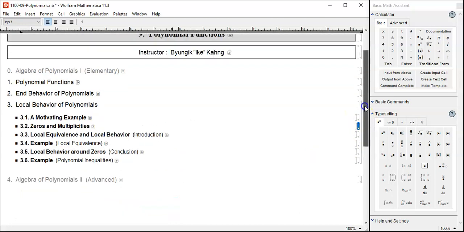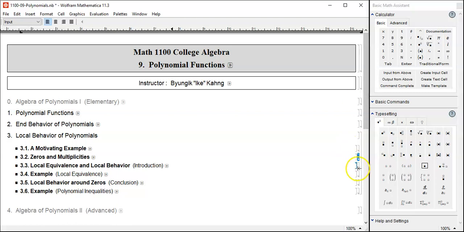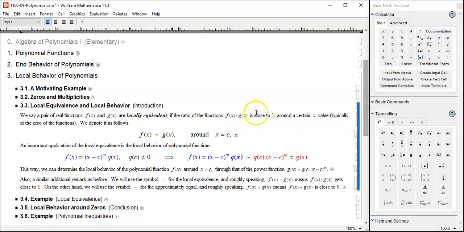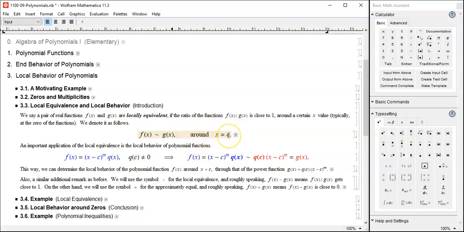Okay, so much for the reviews on zeros and multiplicities. Let's go to local equivalence. Kind of similar to asymptotic equivalence in a sense that we are looking for the ratio f of x over g of x close to 1, but instead of focusing around infinity, in other words, x going to humongously positive or humongously negative, we're going to focus around x is close to c. So locally around x equal to c, where c is typically the 0, we want the ratio of these functions to be close to 1.